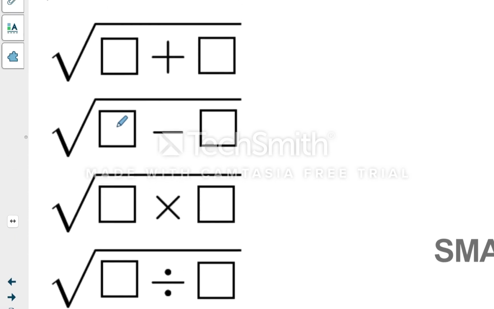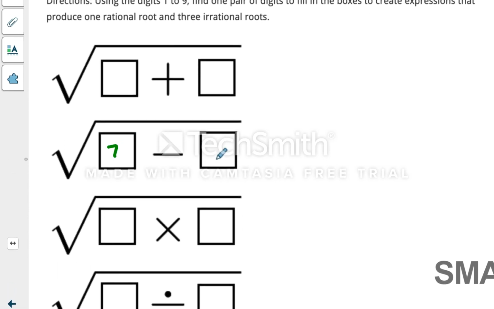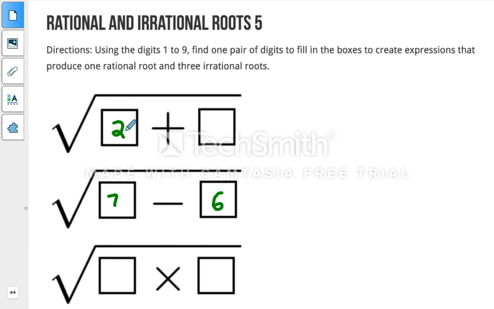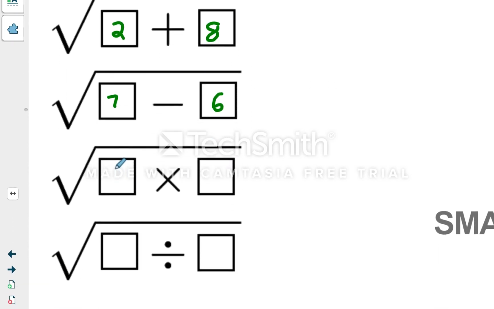So let's see. Let's use 7 minus 6. That gets me a square root of 1, which is perfect. And then this is easy. All right, 7 and 6 can't be used, so let's use 2 and 8. All right, square root of 10, that's illegal. I don't know. I haven't used 3 yet. I haven't used 7. Oh, I have used 7. That's a lie. 3 times 5, that would work, right? Square root of 15 is irrational.